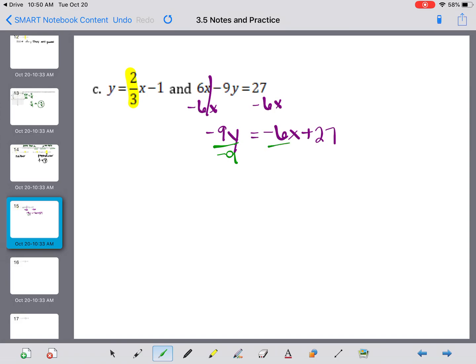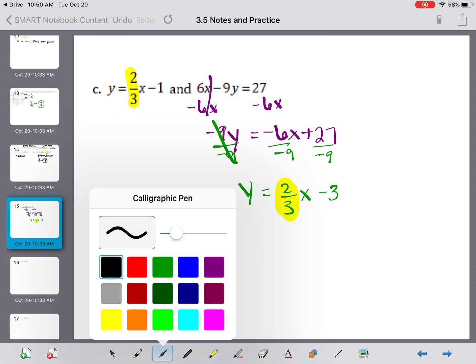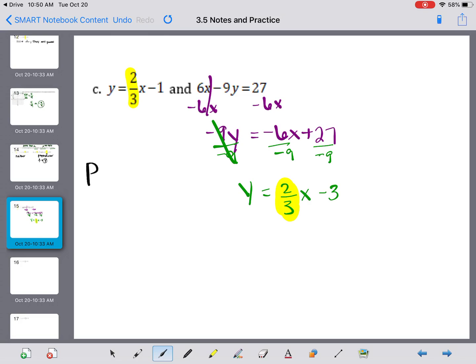Divide by negative 9. And we do that, negative 6 over negative 9 simplifies down to 2/3. Negative over negative is a positive. 6 over 9 simplifies down to 2/3. And I get minus 3. They both have a slope of 2/3, which means the slopes are the same. So these would be parallel. Parallel lines have the same slope.